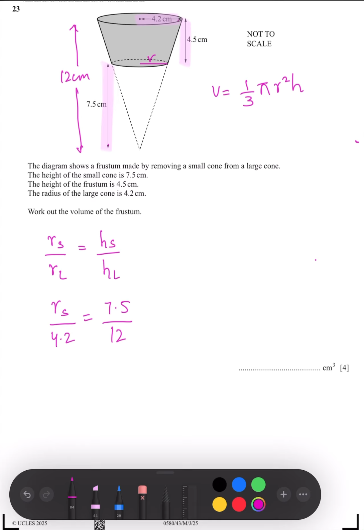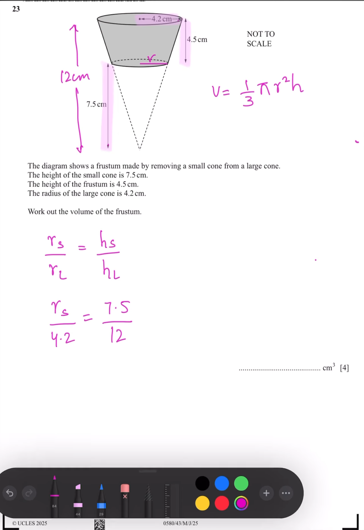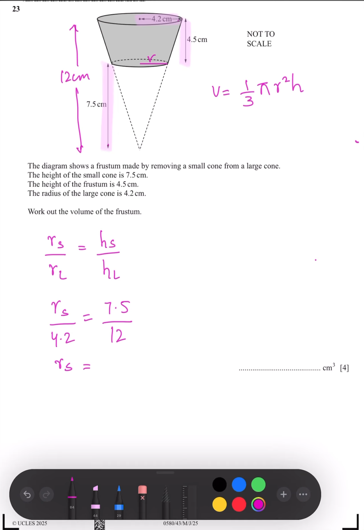So let me calculate the radius of the smaller cone. 7.5 multiplied by 4.2 divided by 12. Its radius of the smaller cone is equals to 2.625. So now we can calculate volume of the frustum.